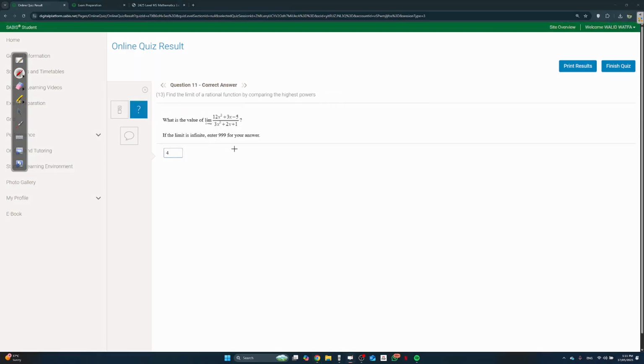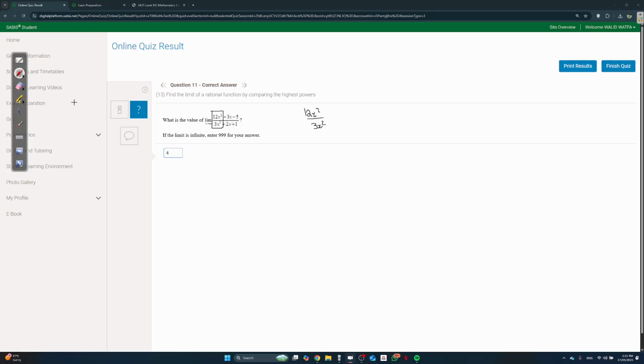Question 11. What is the limit as x approaches infinity of 12x squared plus 3x minus 5 over 3x squared plus 2x plus 1? When you're looking at the limit as x approaches infinity, you only compare the highest degree terms. Please, only the highest degree terms. We don't care about anything else over here. So we're going to look at 12x squared over 3x squared.